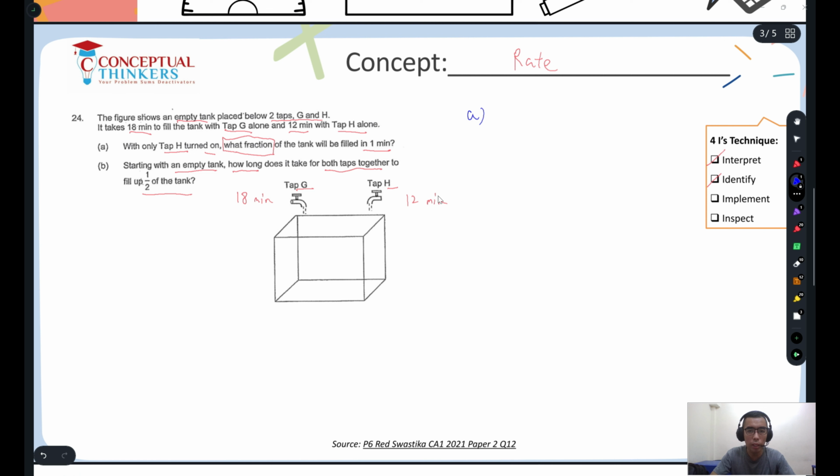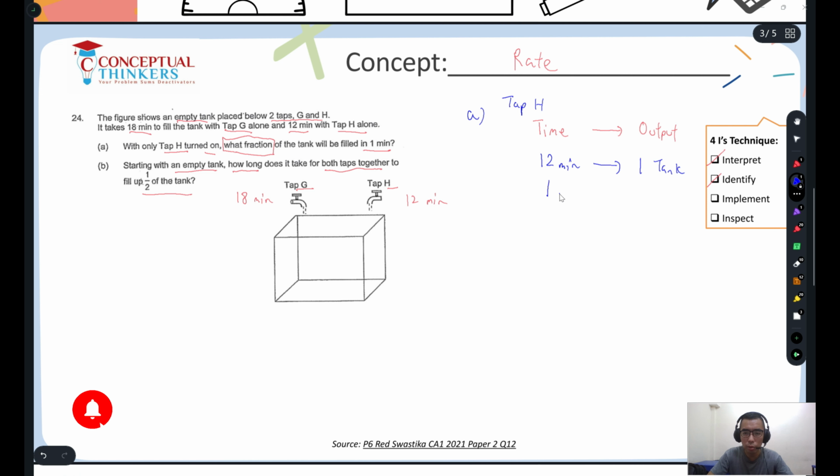For part A, if you look at tap H, what I like to do is put it in this format: time, then we look at the output. You can always use this way to present your answer. Looking at time, we also look at the respective output. In this case, H will take 12 minutes, so 12 minutes will contribute one full tank. The duration is 12 minutes, then the output is one full tank.